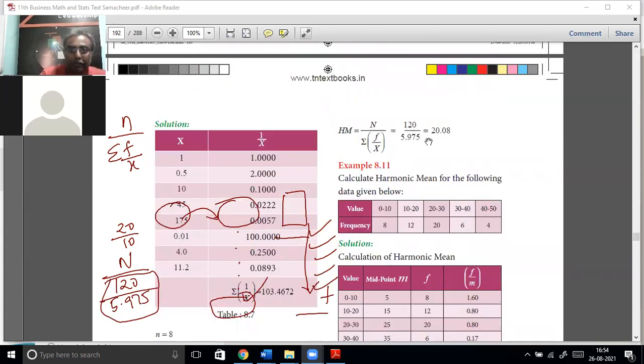120 divided by 5.975 is 20.08. That's all, very simple. Use a calculator and you arrive at that. Don't use any other manual calculation. For all of statistics and probability, you use the calculator. And anti-log tables and log tables you use. But if you don't have the log or anti-log tables, put one anti-log and log table inside and use that. Try to use that also.